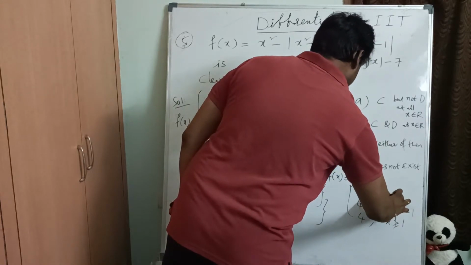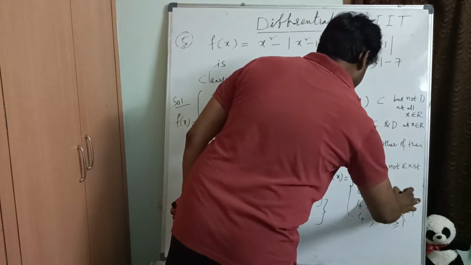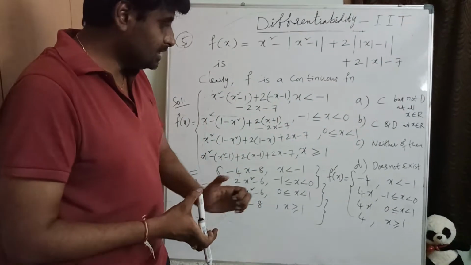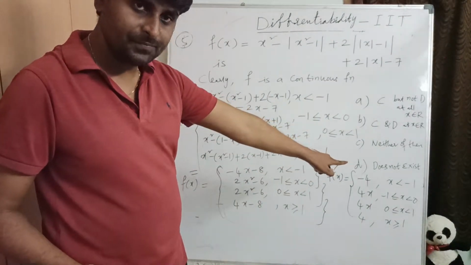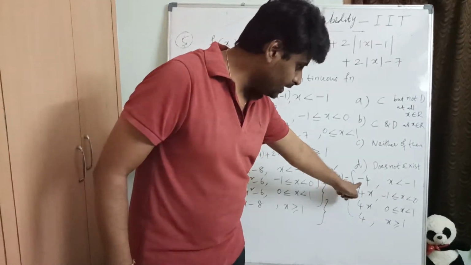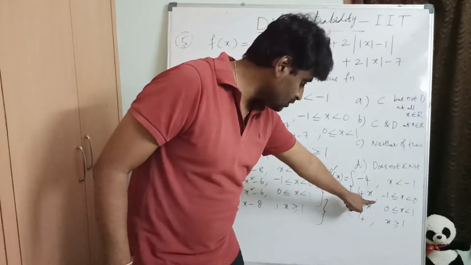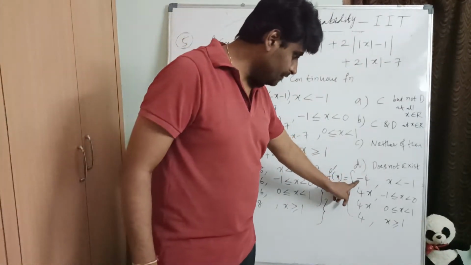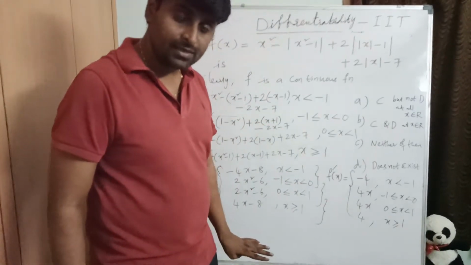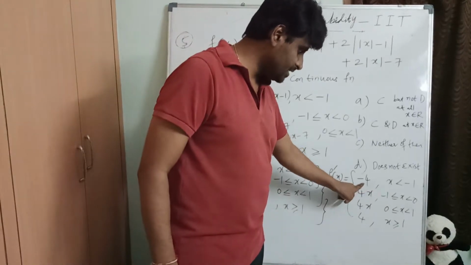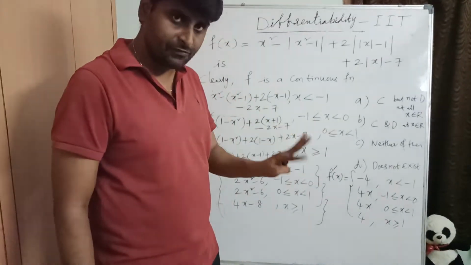Now -1 less than or equal to x less than 0. And first one x less than -1. Now tell me, is that differentiable at x equal to -1? At x equal to -1, what is LHD? -4. What is RHD? This one, substitute -1 there. Because at x equal to -1 you are going to check. After derivating, substitute -1. So -4, same. At x equal to -1 it is differentiable.